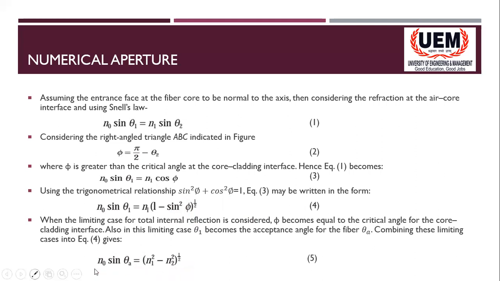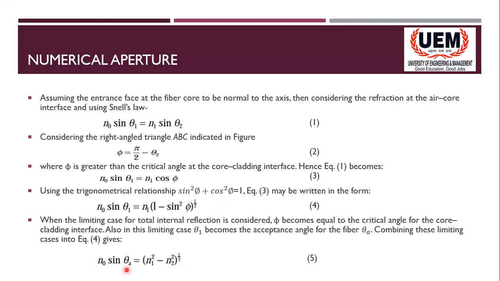So now this value, n naught sine theta a, becomes our numerical aperture. Why does this become our numerical aperture? Because theta a is the maximum angle of acceptance, and n naught is the refractive index of air. So since light is entering the fiber optic core at the acceptance angle from the refractive index of the air medium, we will write n naught sine theta a equals n1 square minus n2 square to the power half.